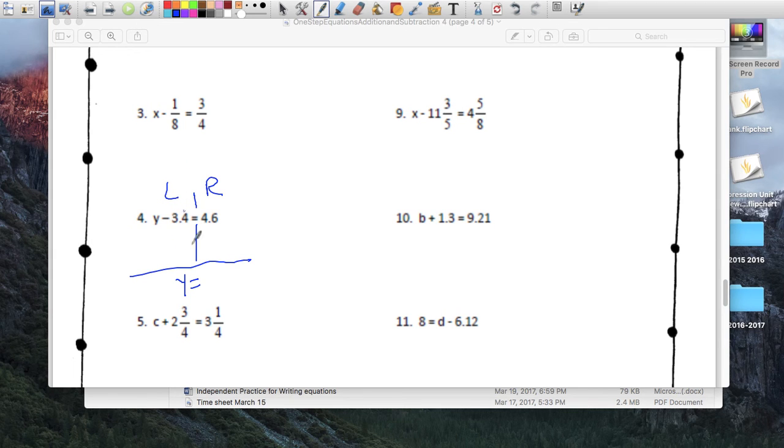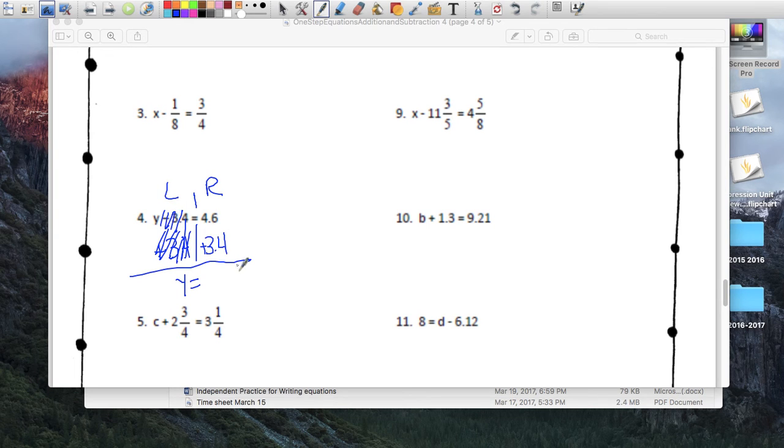And to justify how I threw that away, I'm going to do plus 3.4. And if I do plus 3.4 on this side, I will do plus 3.4 on that side. Okay? It's a scale. Whatever you do to one side, you must do to the other side to keep it balanced. These two will amount to 0, and y is going to be left over.